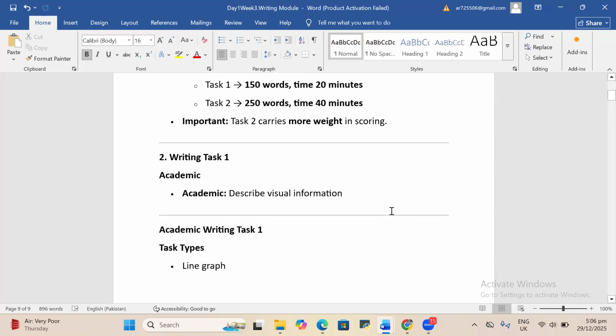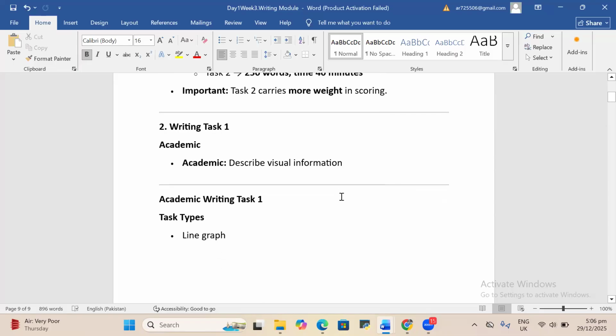For writing task 1, we will discuss academic. Basically, there are two types of IELTS, general and academic. So we will talk about academic writing task 1. It is about describing visual information.